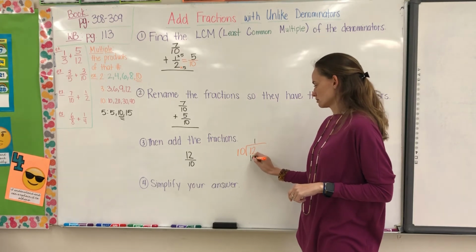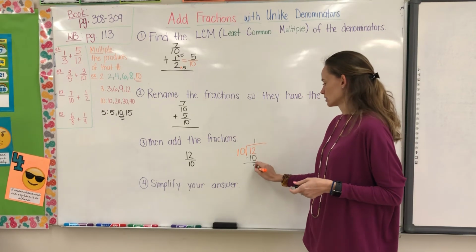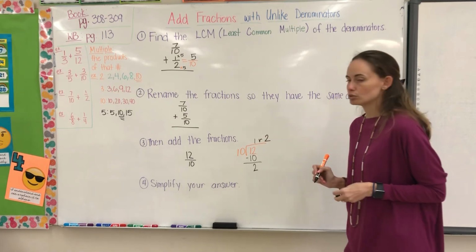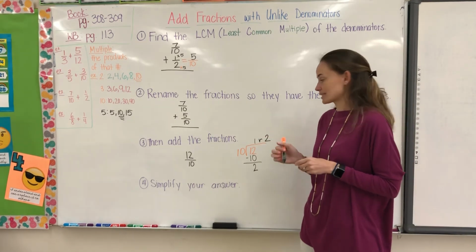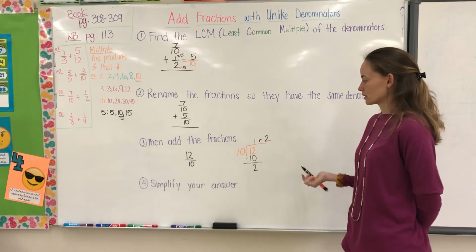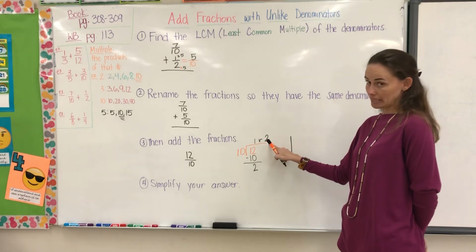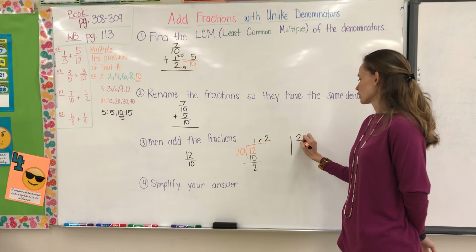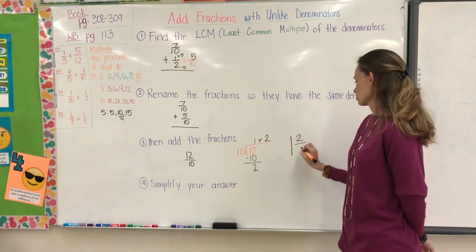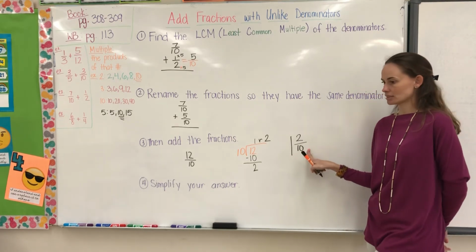1 times 10 gives you 10. You subtract. 12 minus 10 is 2. So our answer would be 1, remainder 2. But we know that that's not how you write it. You have to write a mixed number. What do we make the mixed number? The quotient is the whole number. The remainder is the numerator, because we write the remainder over the divisor, which is 10. So our answer is 1 2/10.